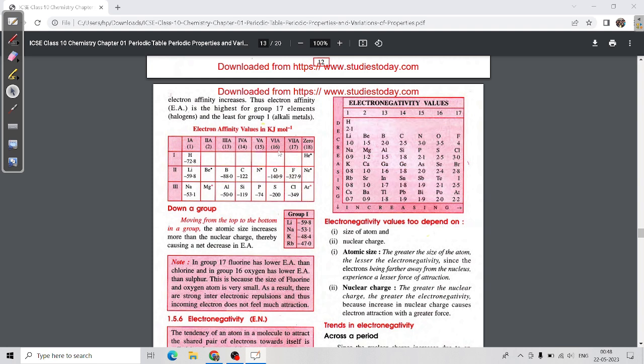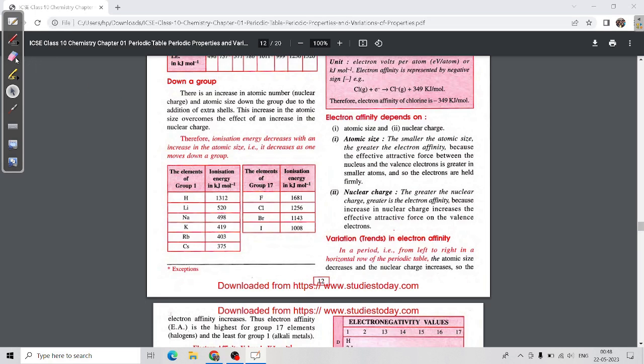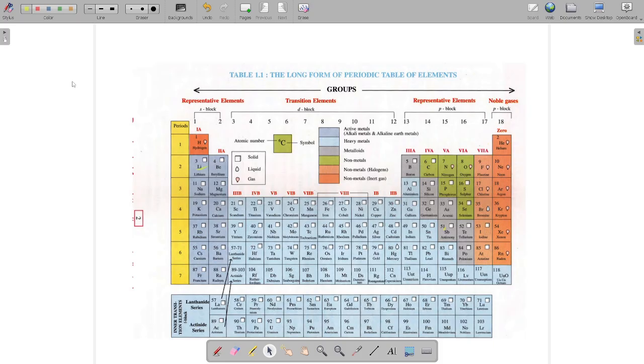Okay, now if we move down a group, going from top to bottom in a group, it will decrease. Okay, it will decrease. Why? Because when we talk about the nuclear charge, more the nuclear charge, greater is the electron affinity, I told you that now. Now I will explain it to you with the periodic table.